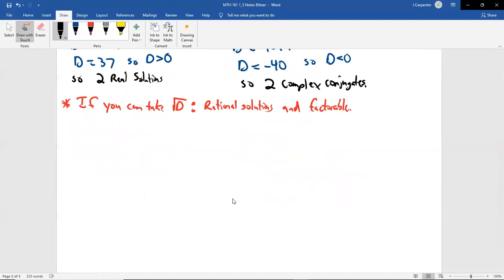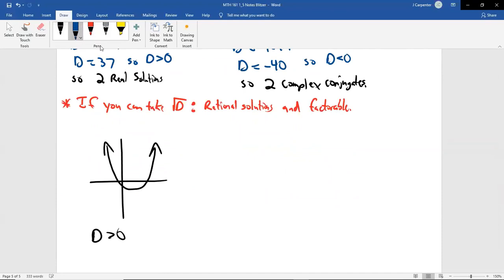Last thing in the last couple minutes we have, let's throw up the three different cases. If your discriminant is positive, now this graph may be pointing up or down. I'm only going to draw them pointing up, but the point of this is that the graph crosses your x-axis twice. That's your two real solutions.